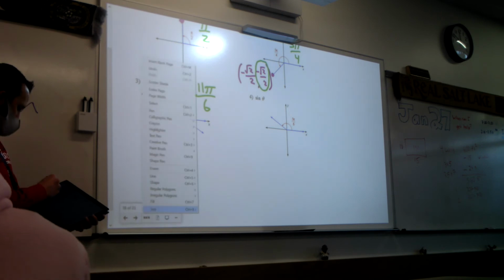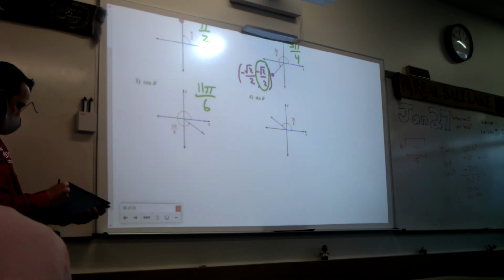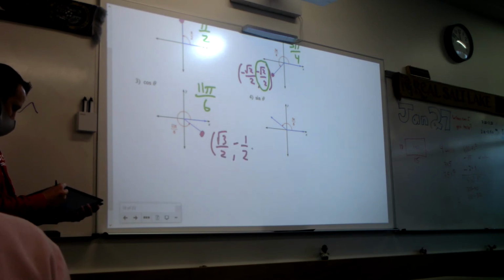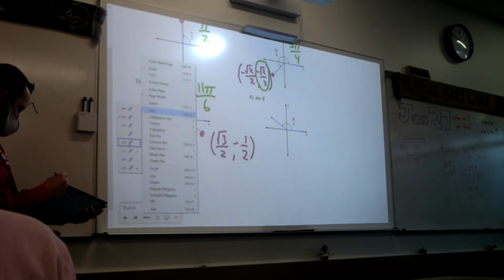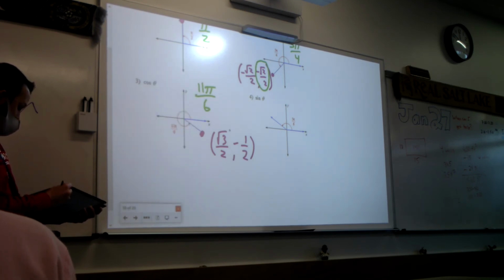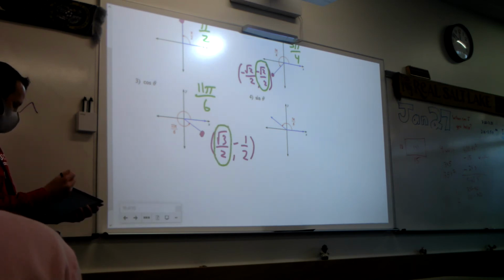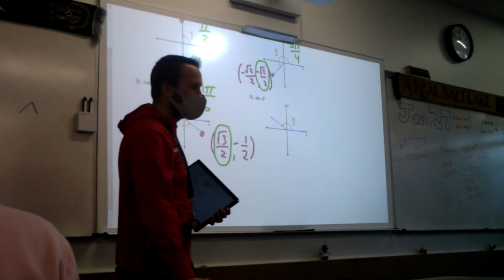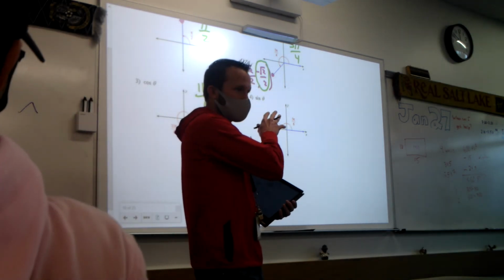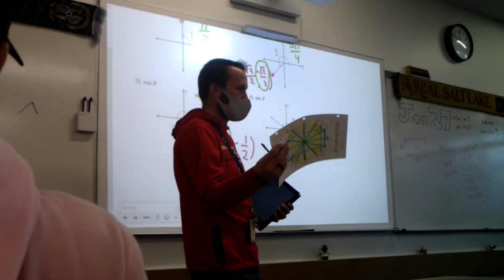Alright, 11 pi over 6. I'm going to do the coordinates right here. I believe this is just square root of 3 over 2 and negative 1/2. Is that correct? Yeah. If I'm doing cosine, what do we want, guys? X, or the Y? Cosine is the X, which is square root of 3 over 2. Okay, do you feel like you could do these problems on your homework? Yeah. You just need to say is it X or Y.